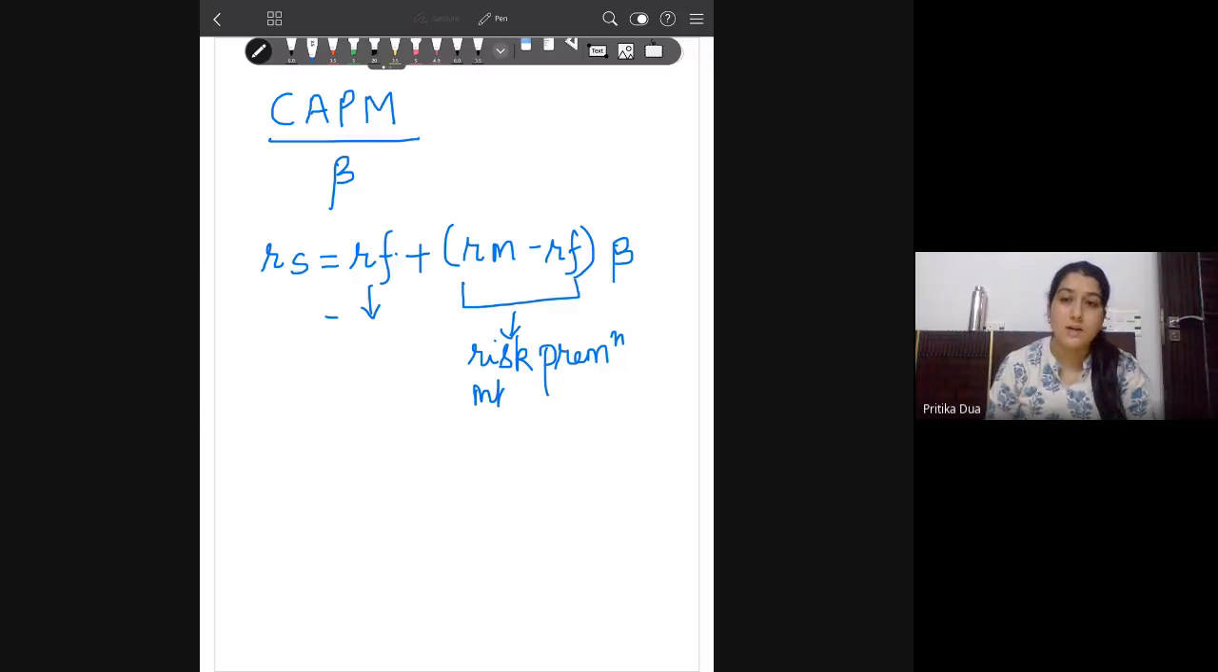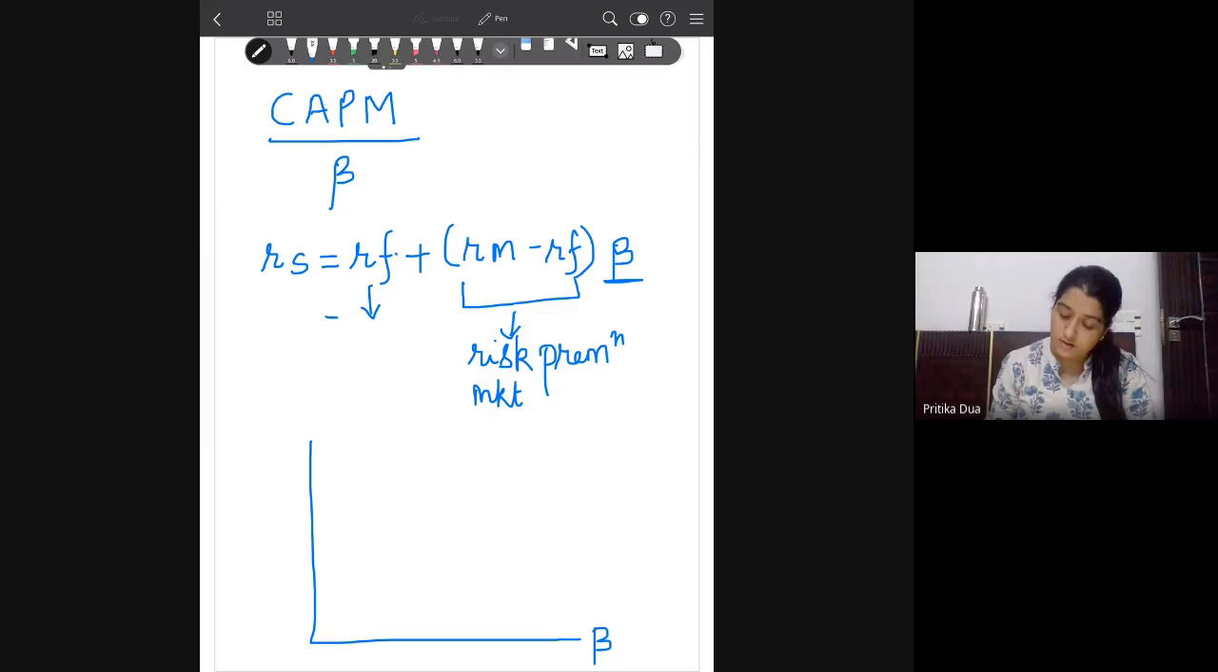Okay, so this is the market premium earned on the security, and then beta is the sensitivity, to what extent the market return is influencing the security return, and then again you can have a beta which is equal to 1, greater than 1, less than 1. You can have a negative beta also. So this is the CAPM model.